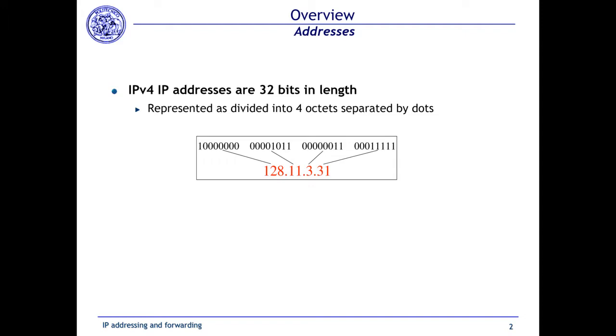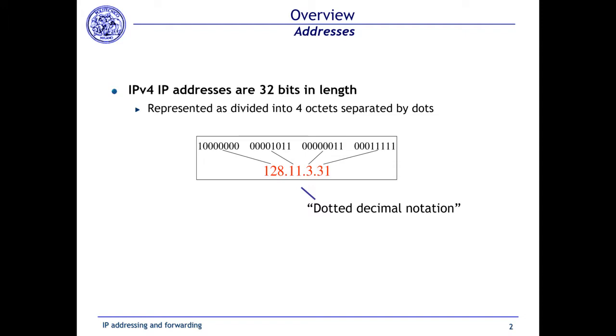We'll see that there are some exceptions to this rule for the so-called private addresses, but I will talk about that later on. So as the general rule, you cannot assign twice the same address in an overall internet.